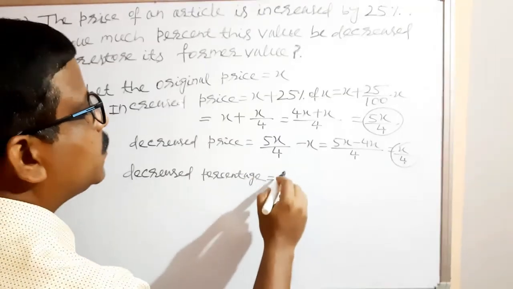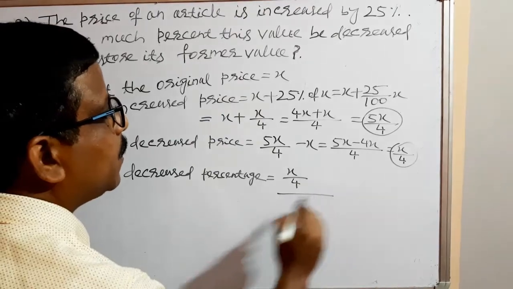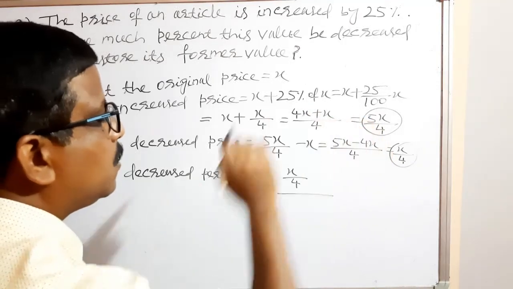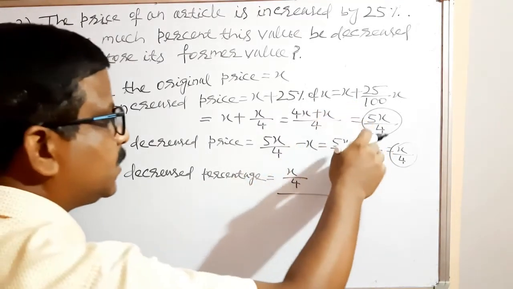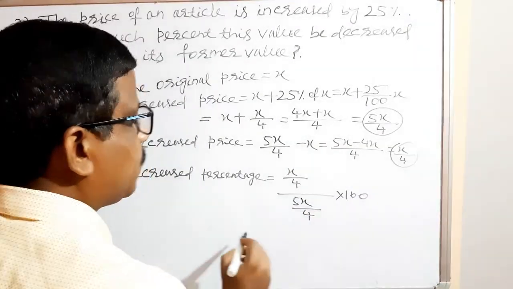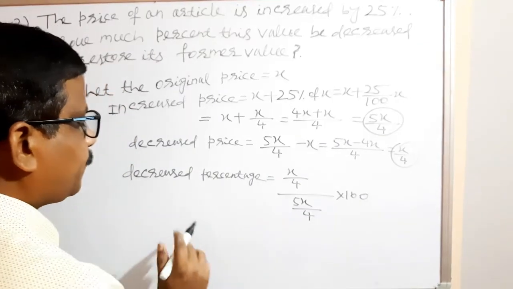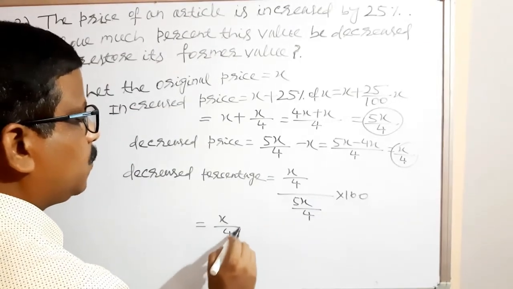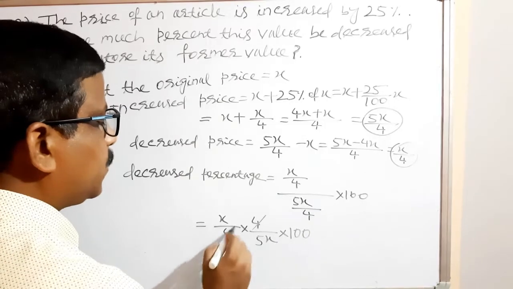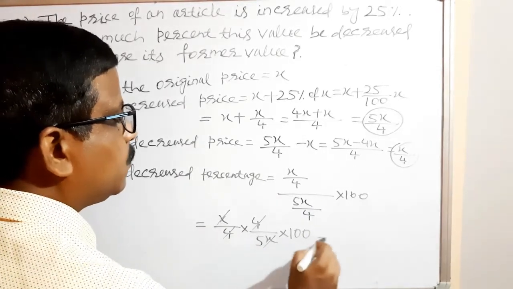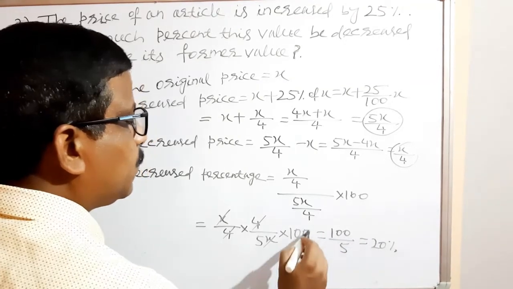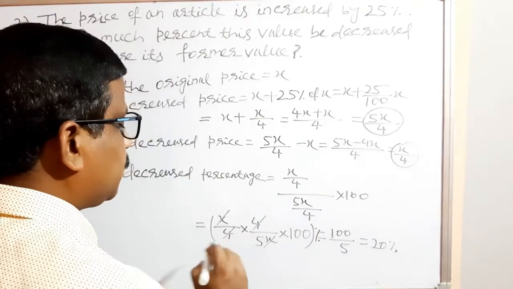is equal to decreased price, x by 4, divided by, from which price does it decrease? The original, that means the increased price. Here the increased price is the original price because from this price it is decreased. So 5x by 4 into 100. So it will be x by 4 into 4 by 5x into 100. 4 cancels, x cancels, 5 cancels with 100. 100 by 5, it will be 20%. Here you can give the percentage symbol.